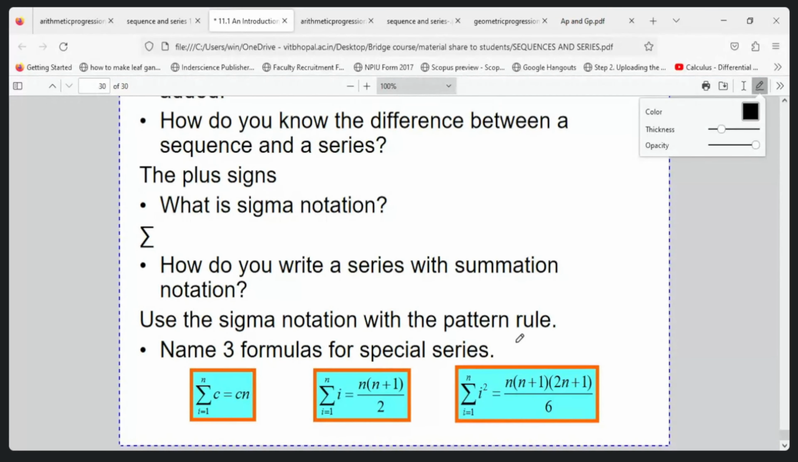So summation of c, i equal to 1 to n, is cn. Summation of i, that is n(n plus 1) by 2. Then if i square is there, n(n plus 1)(2n plus 1) by 6. This is your generalization of the formulas.